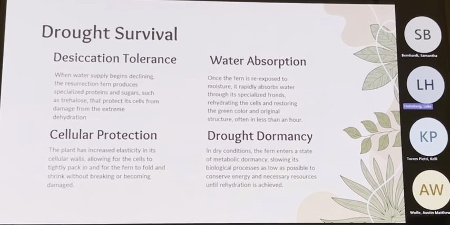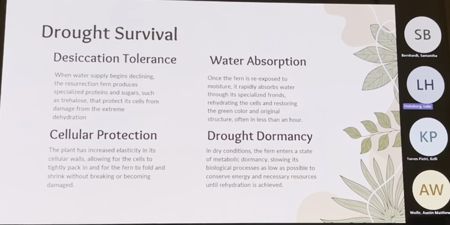Water absorption, once the fern is re-exposed to moisture, it rapidly absorbs water through its specialized fronds, rehydrating the cells and restoring the green color and original structure, often in less than an hour. Cellular protection. The plant has increased elasticity in its cellular walls, allowing for the cells to tightly pack in and for the fern to fold and shrink when it dehydrates without breaking or becoming damaged.